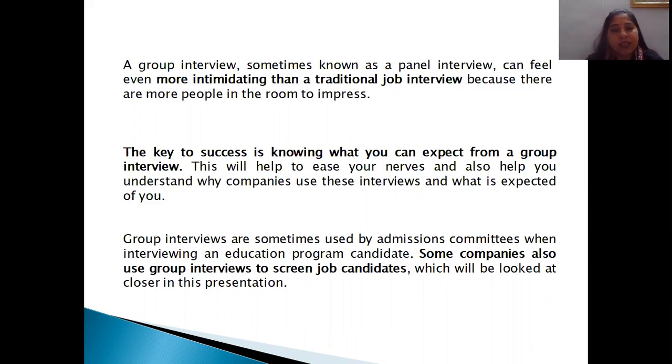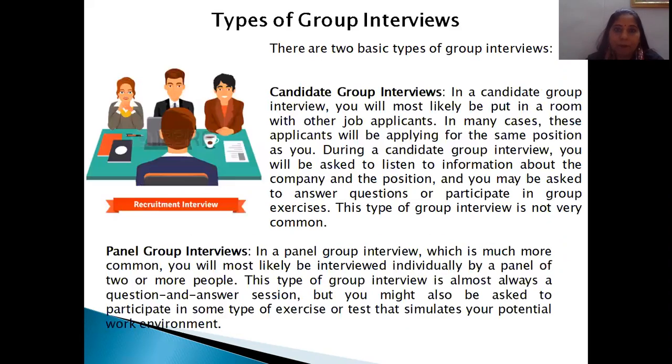So the key to success is knowing what you can expect from a group interview. You should know what kind of questions you can get and how you have to get ready to face any group interview. Group interviews are sometimes used by admission committees when interviewing an education program candidate, and even companies are using group interviews to screen job candidates, which will be looked at in the presentation in a better way. So what are the different types of group interviews?